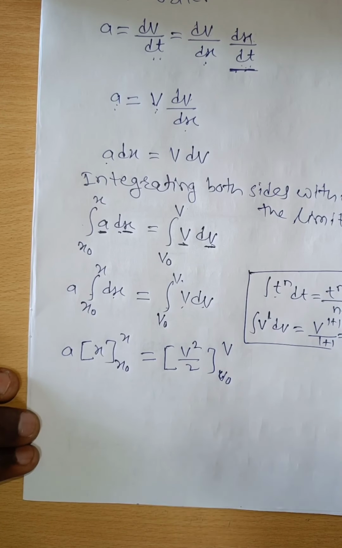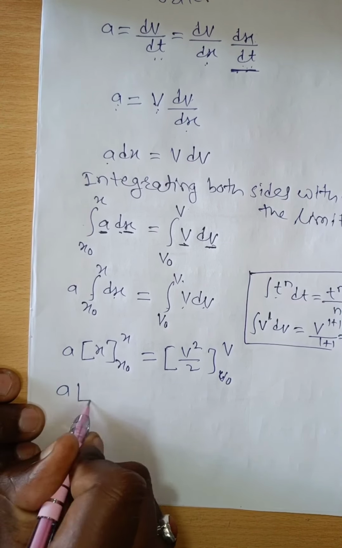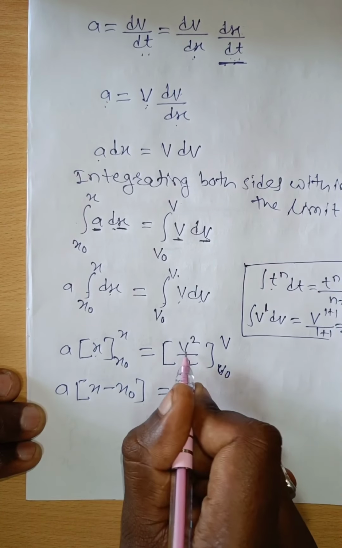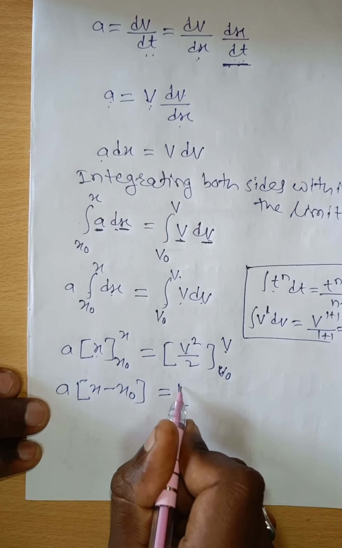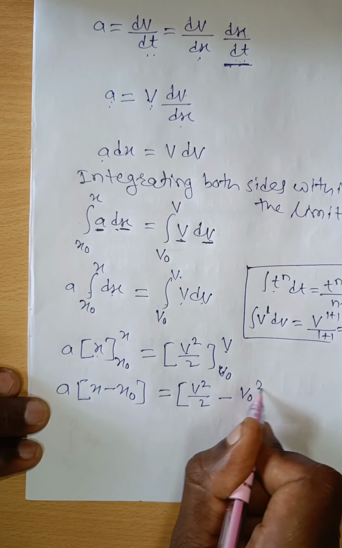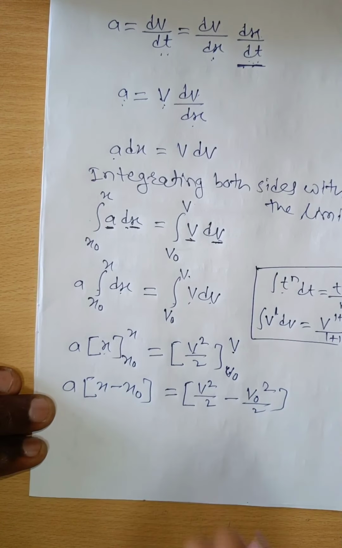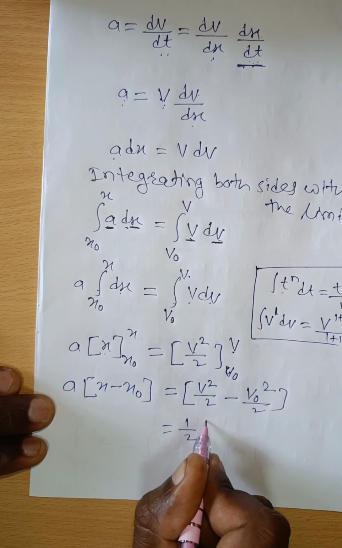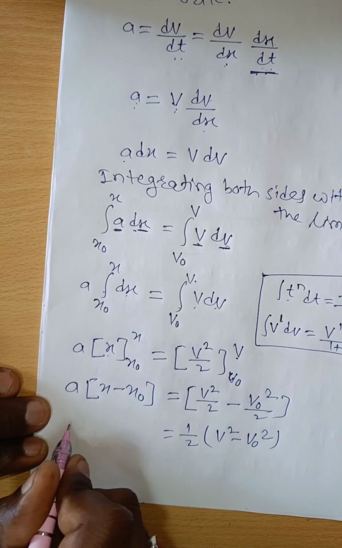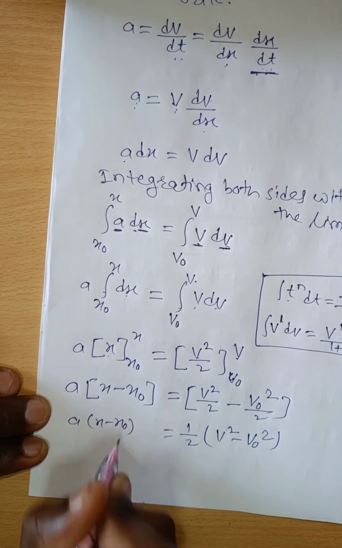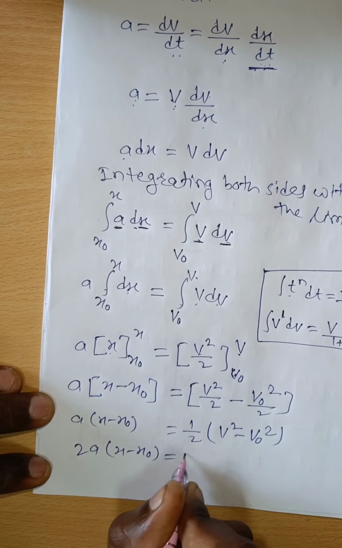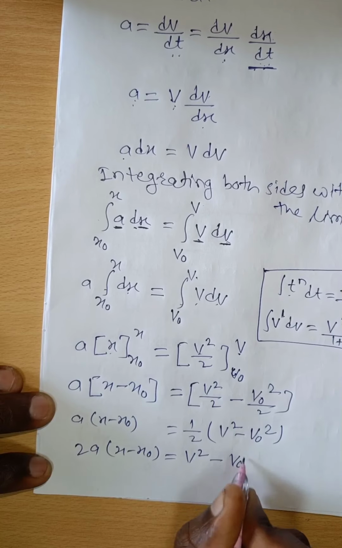Then we have to put upper limit minus lower limit: a into, upper limit x minus lower limit x naught, which is equal to, in place of v we put v square by 2 minus lower limit v naught square by 2. Taking 1 by 2 as common, 1 by 2 into v square minus v naught square. This is a into x minus x naught. Then take cross multiplication: 2a into x minus x naught is equal to v square minus v naught square.